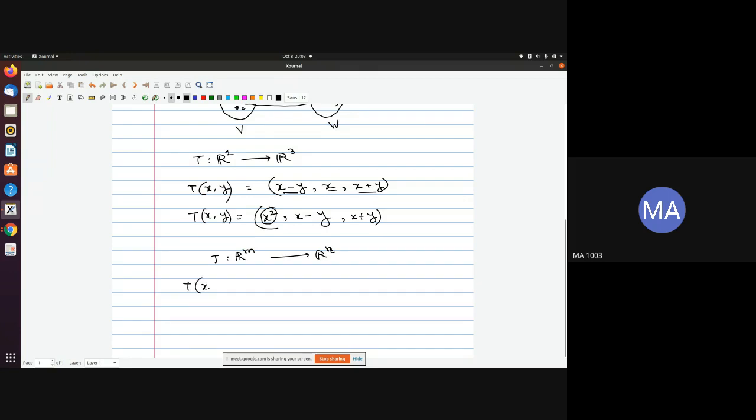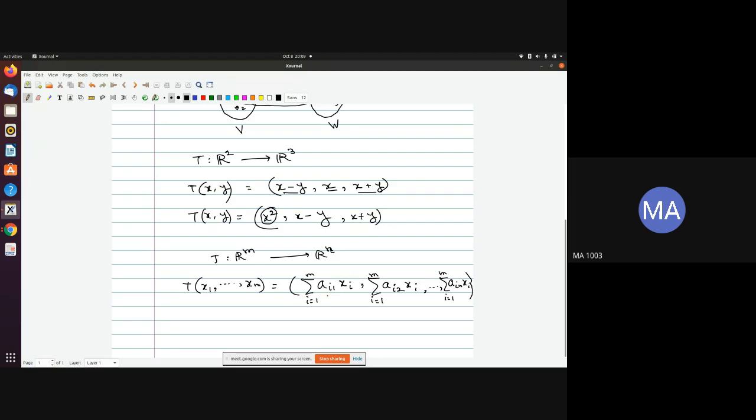So R^m means there are m coordinates, x1 to xn. It should be a combination: the sum of a_i1 x_i, i from 1 to n. All such summations should be there. a_i2 x_i will be the second coordinate, and so on till a_in x_i, i from 1 to n. So a combination of all these x_i's should be there.